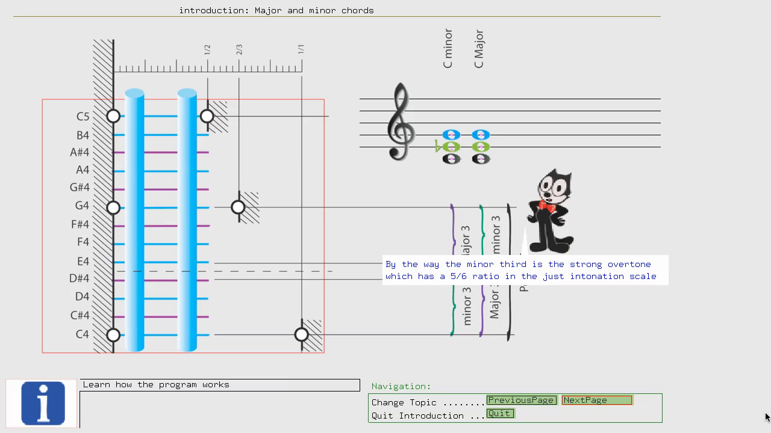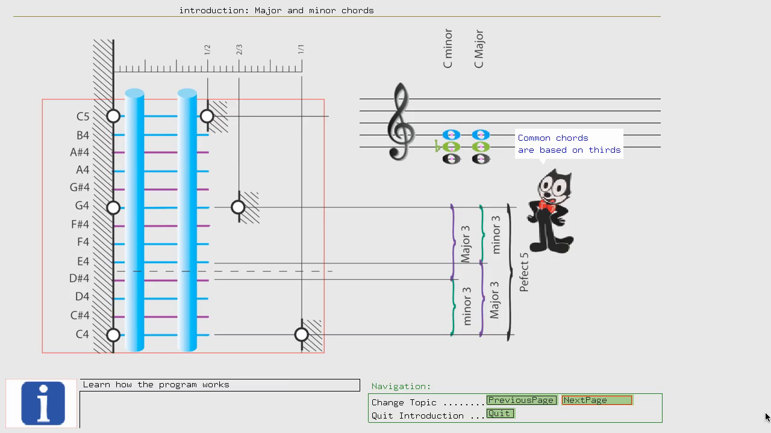By the way, the minor third is a strong overtone which has a 5:6 ratio in the just intonation scale. However, it is the overtone we left out in the 8-note scale, because the ratio cannot be constructed easily with the first 4 ratios. Common chords are based on thirds.